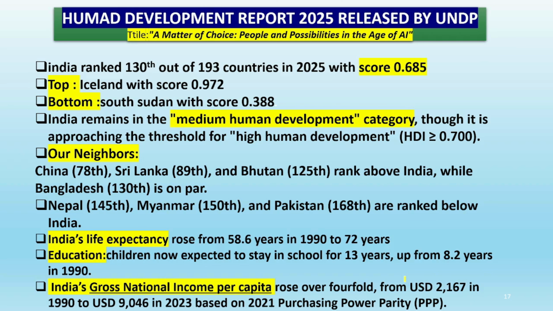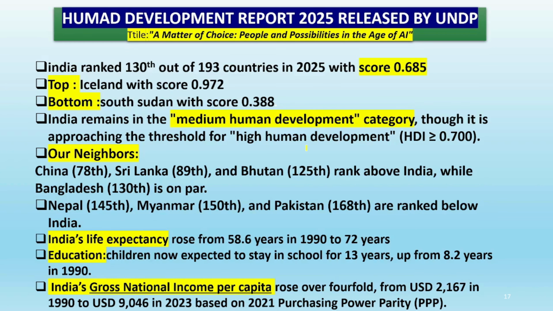Recently, the United Nations Development Program released a Human Development Report in 2025 titled A Matter of Choice, People and Their Possibilities in the Age of Artificial Intelligence. According to this report, India ranked 130 out of 193 countries in 2025 with the score 0.685. Iceland is the top with the score 0.972. South Sudan is the bottom with the score 0.388. India remained in the middle human development category, though it is approaching the threshold for high human development, that is 0.7.